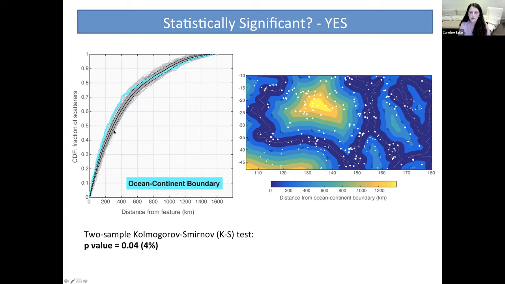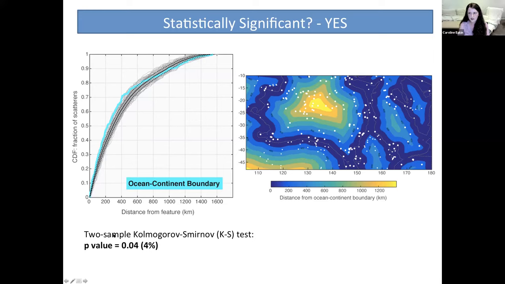And then adding that up to form this cumulative distribution function. In gray is if you take the same number of points and just randomly locate them, and you do that 100 times, that's all of these gray lines. If you take the mean of all the gray lines, that's that thin black line, and one standard deviation either side is the dashed black line. So you can think of that black curve as being what would be the expected pattern if everything was just located randomly. And we see from the observations in the cyan that we have more scatterers which are located closer to the boundary than we would expect by random.